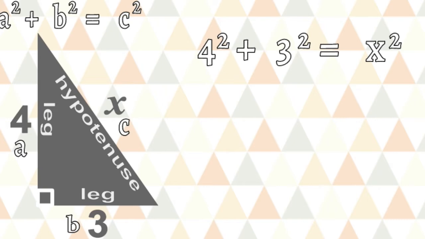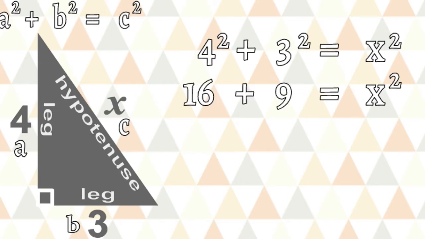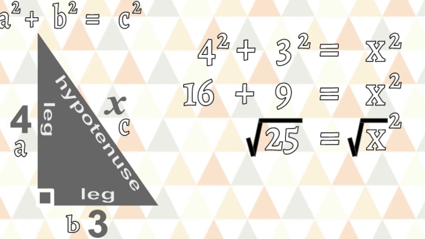And so now from here, once we've got it plugged in, all we really need to do is evaluate 4 squared and 3 squared. 4 squared is 16, 3 squared is 9, and we set that equal to x squared. And so 16 plus 9, we can simplify that further into 25. So we have 25 equals x squared. And so to solve for x, all I really need to do is take the square root of both sides. When I do that, I get the square root of 25 equal to 5, and x is equal to 5.